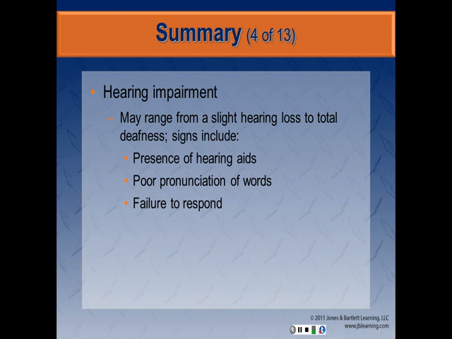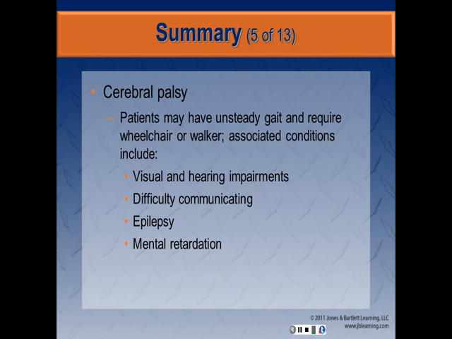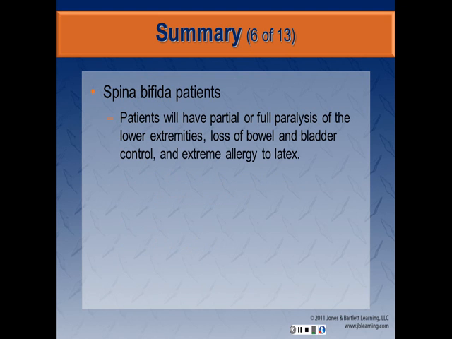Hearing impairment may range from a slight hearing loss to total deafness, and some of the signs include the presence of a hearing aid, poor pronunciation of words, and failure to respond to you. Cerebral palsy patients may have an unsteady gait and require a wheelchair or a walker, and some associated conditions include vision and hearing impairments, difficulty communicating, epilepsy, and mental retardation.